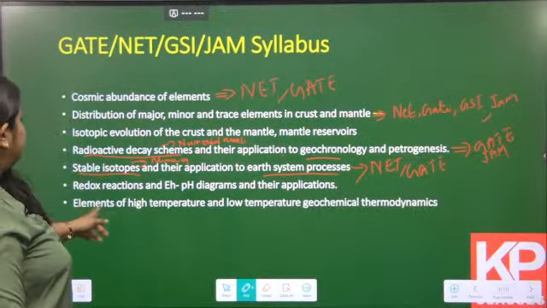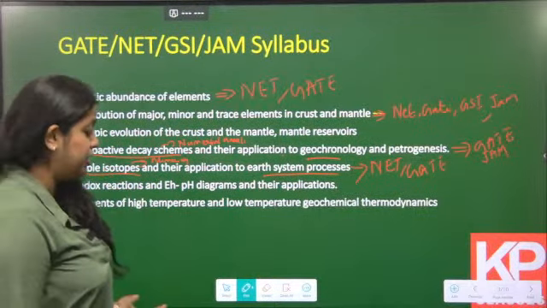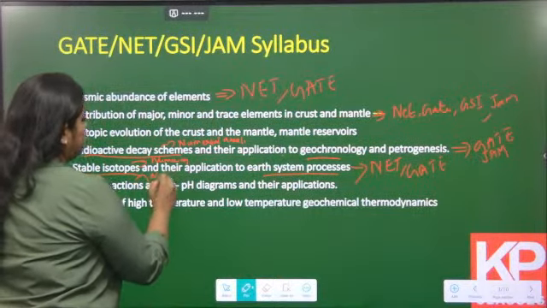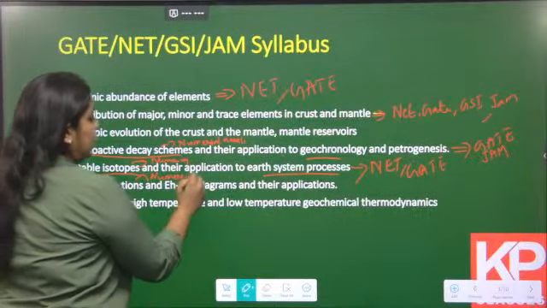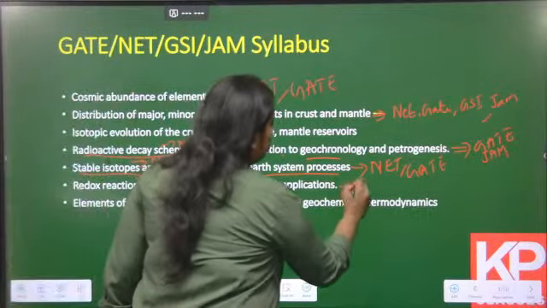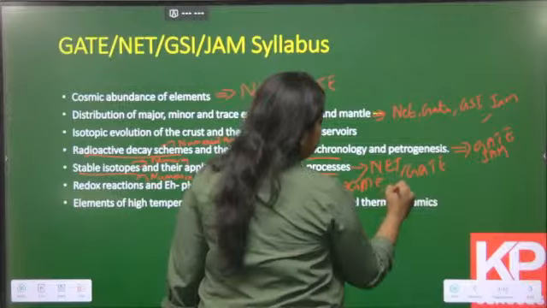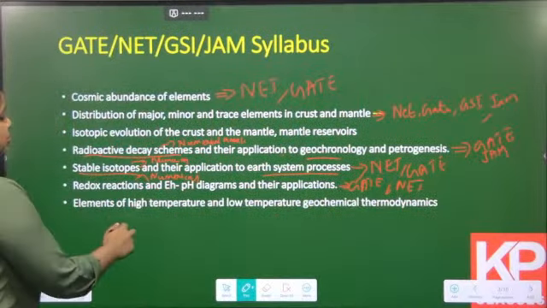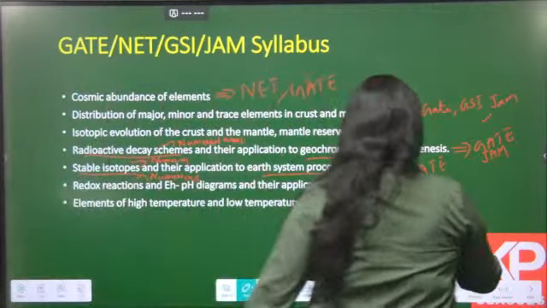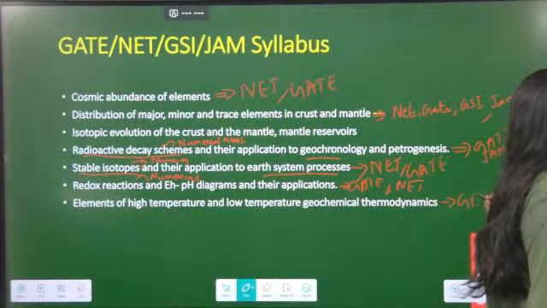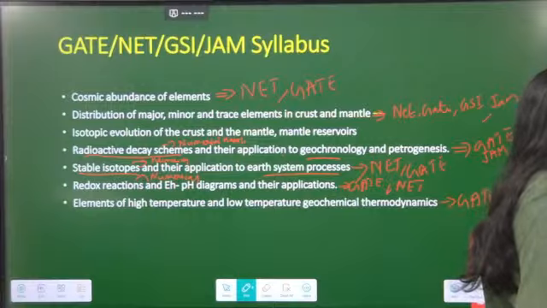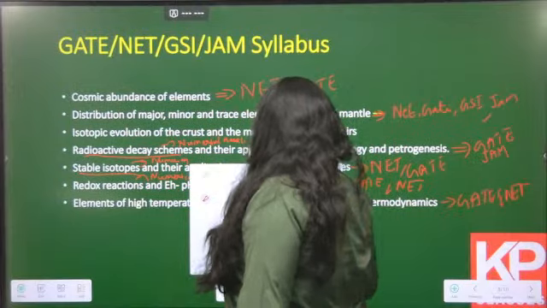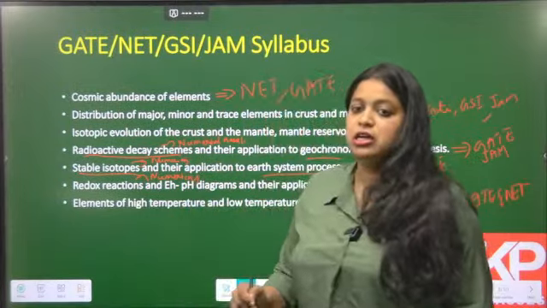Then the next one is redox reactions and Eh-pH diagrams and their application. From here also Eh-pH equation numerical questions have been asked in the GATE and NET exams. Then the last chapter is the thermodynamics portion, which is again important in GATE and NET examinations.